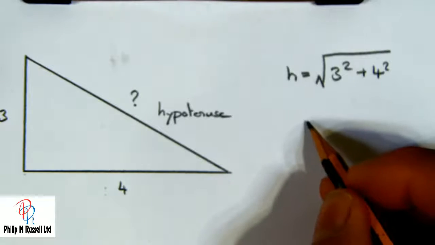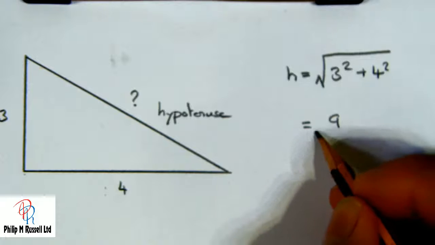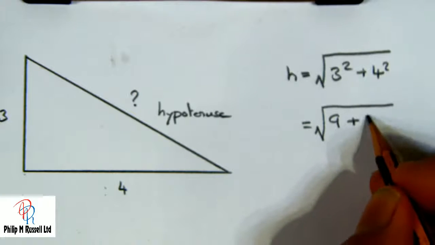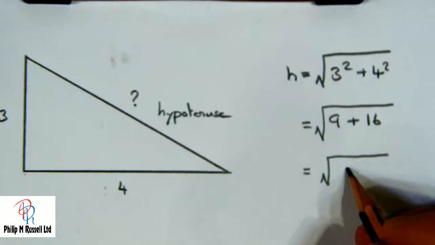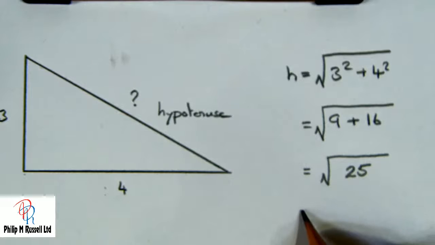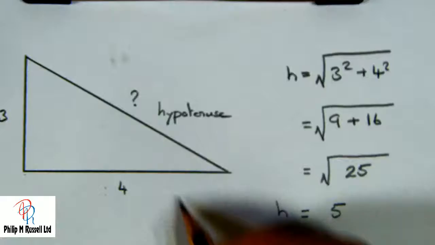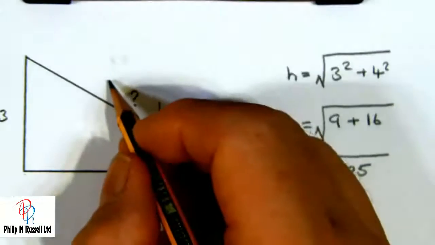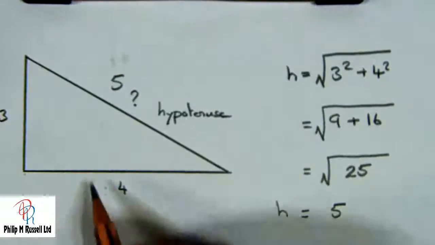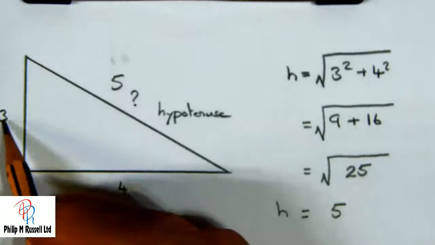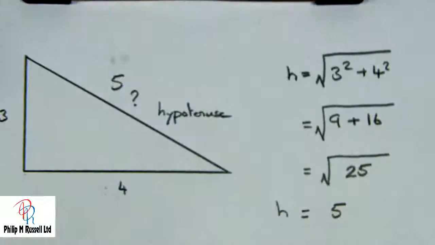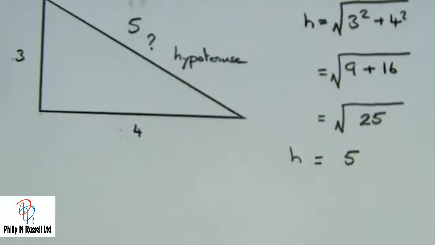Now, 3 squared is 9. 4 squared is 16. 9 and 16 make 25. And the square root of 25 is 5. So in all these cases, that's h. And so we've worked out this particular triangle. And this is called a Pythagorean triplet because they are whole numbers. Let's do another one, which is also one of these triplets.